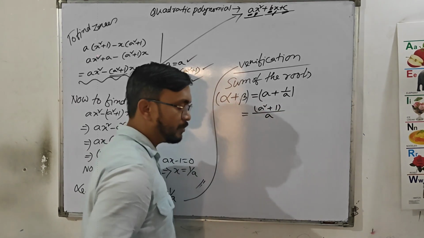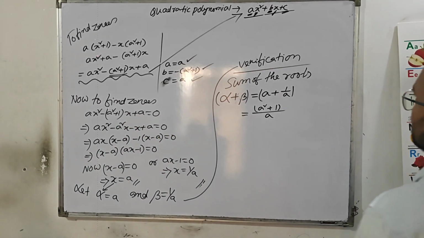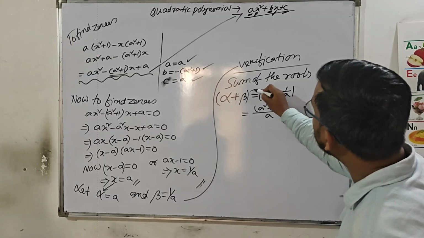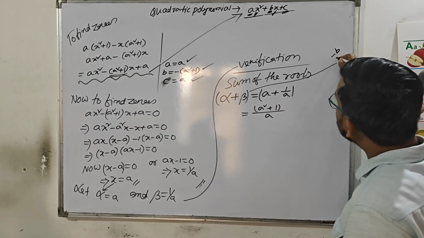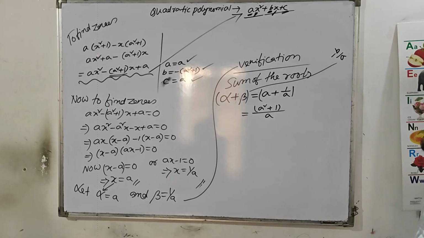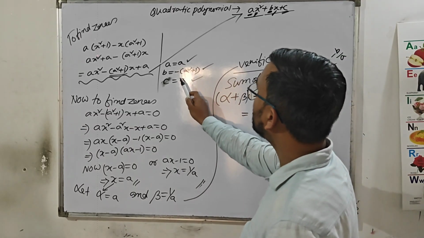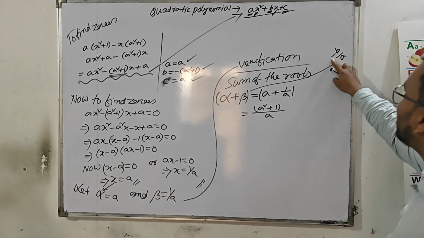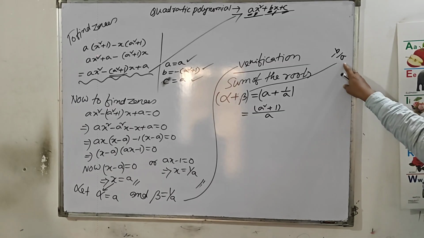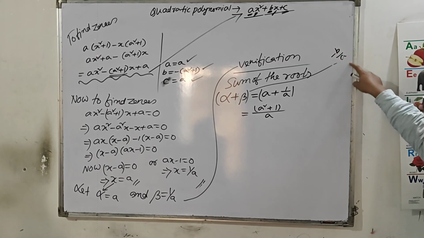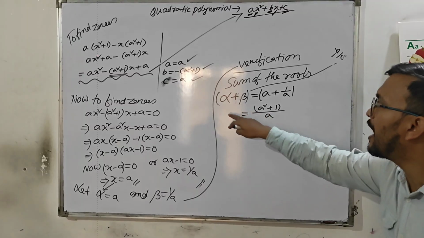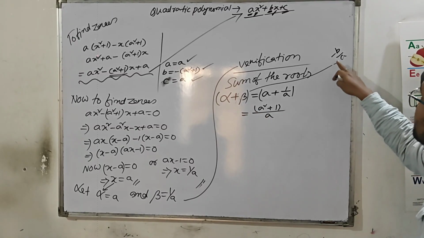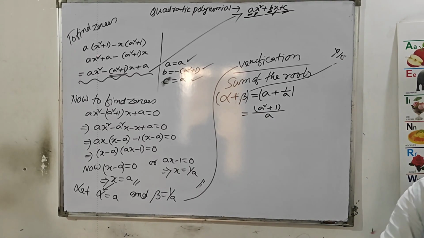Now stop writing and focus on the whiteboard. What does this relationship claim? Alpha plus beta value is supposed to be equal to minus b by a. That means if I put a negative sign and value of b divided by value of a, this value should be equal to this. This means alpha plus beta value and minus b by a value both should be same.